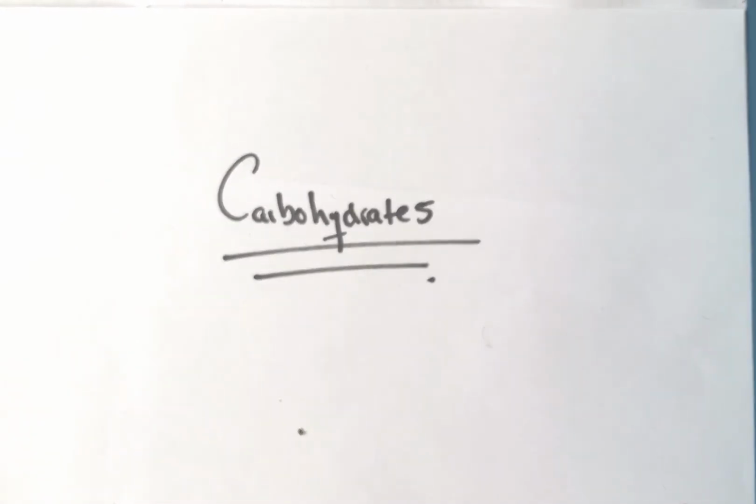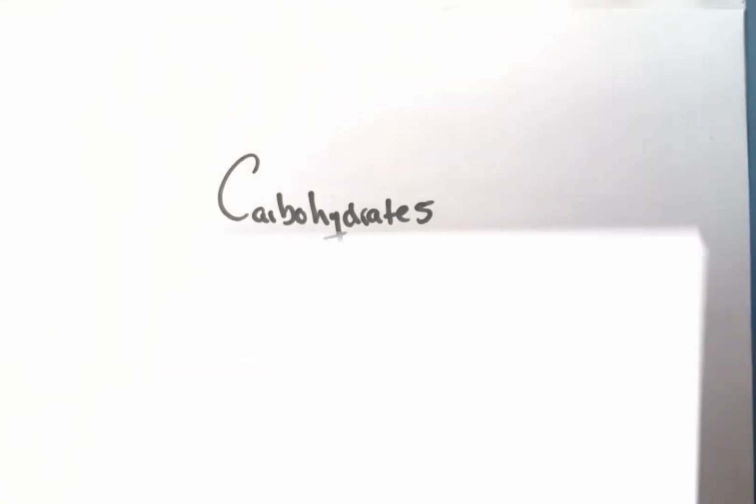Today we're going to be looking at carbohydrates. Now, it's important to mention that carbohydrates, along with proteins, lipids and nucleic acids, are the four main types of carbon compound that make up living cells. Carbohydrates can be split into monosaccharides, which are simple sugars, disaccharides and polysaccharides. So, without further ado, let's get started.